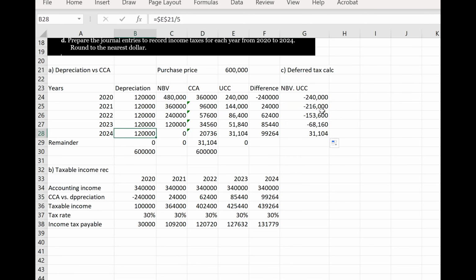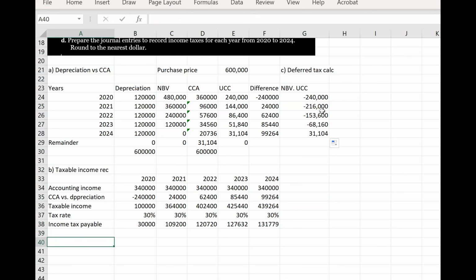Here you can see, though, that my net book value is 0 and my UCC is 31. That means I can deduct the 31,000 in the future from tax. Therefore, that is actually a tax asset. Okay, so those are my taxable amounts.